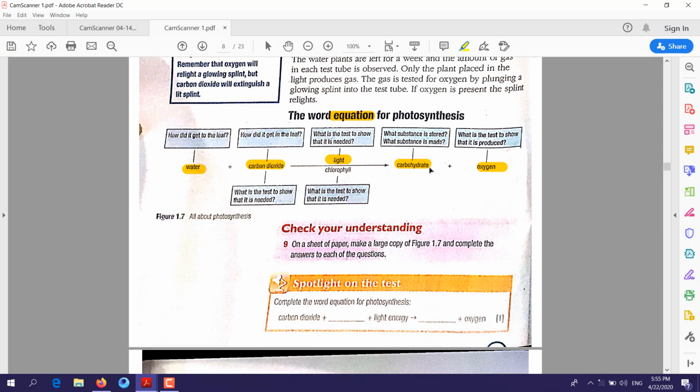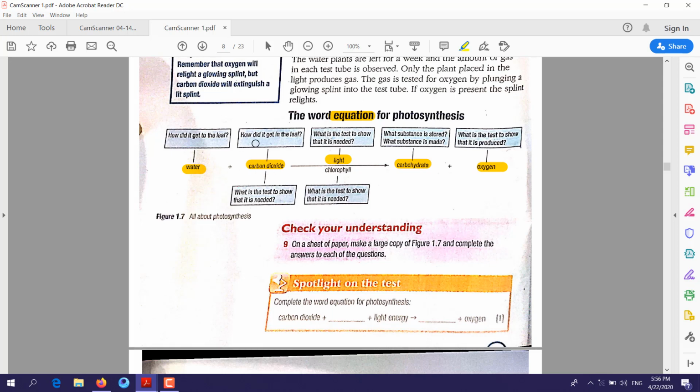Now if you memorize it and you are able to answer these questions, that means you got everything. What are these questions? Water: how did it get to the leaf? How do leaves get water? The answer depends on the last lesson. When we talked about roots, we said roots absorb water. This water will be transported through the stem and then from the stem to the leaves.